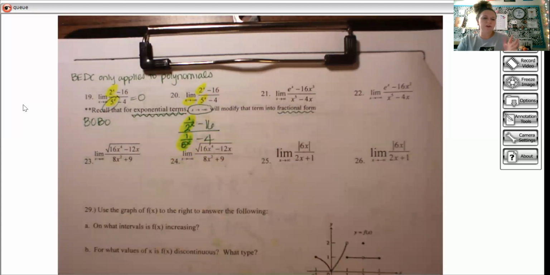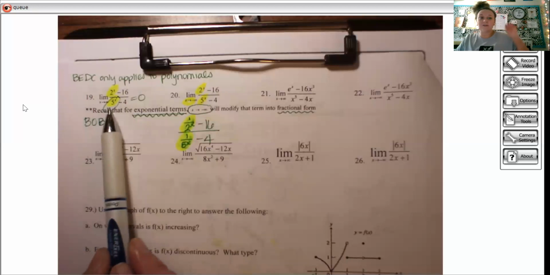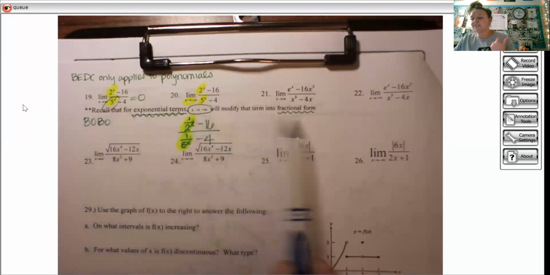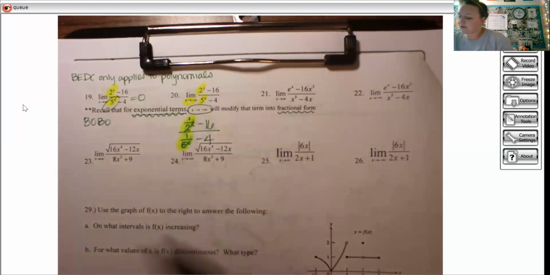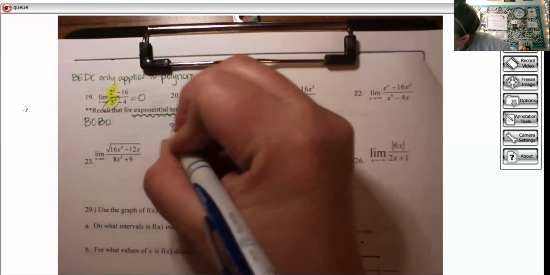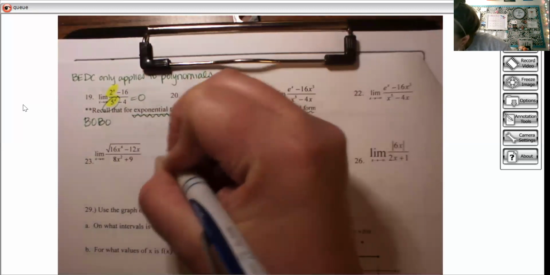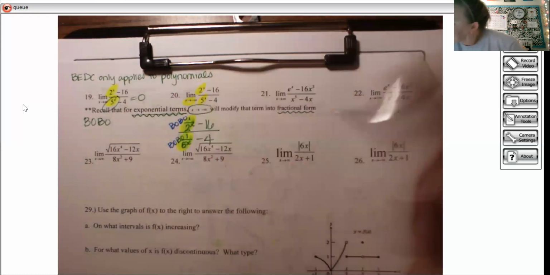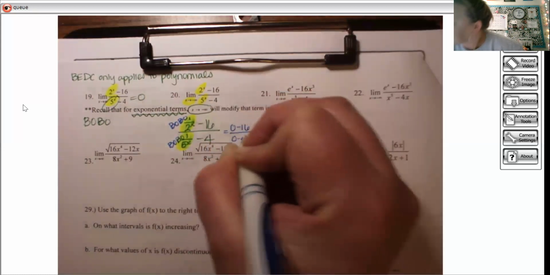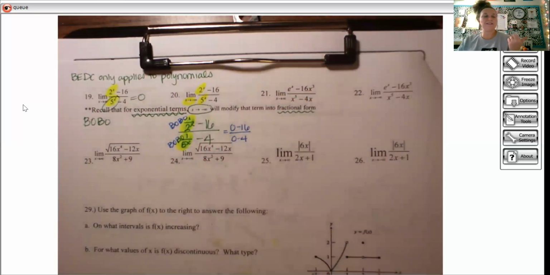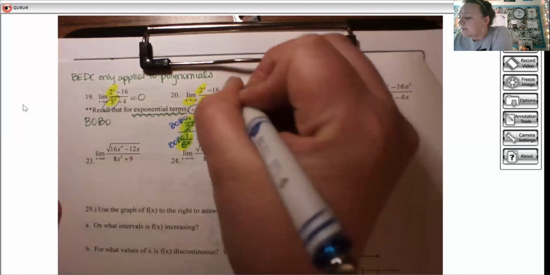And so I know that's kind of one of the weird things about exponentials, right? When you're going to infinity, they're the biggest. But when you're going to negative infinity, they turn into fractions. And then 1 over 2 to the x is going to go to 0. Okay, same on the bottom with the 1 over 5 to the x. So basically I have 0 minus 16 over 0 minus 4. Well, then that's negative 16 divided by negative 4, which is going to end up being positive 4.